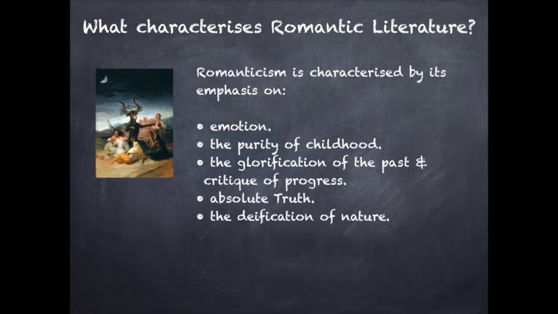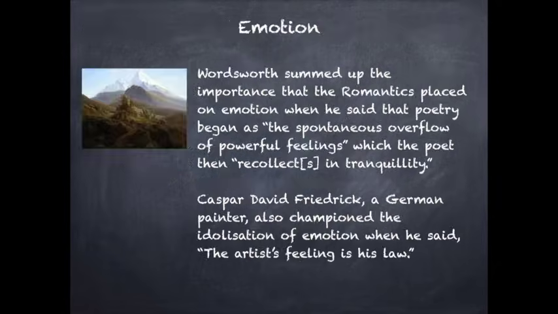So what characterises Romantic literature? Romanticism is characterised by its emphasis on emotion, the purity of childhood, the glorification of the past and critique of progress, absolute truth, and the deification of nature. Wordsworth summed up the importance that the Romantics placed on emotion when he said that poetry began as the spontaneous overflow of powerful feelings, which the poet then recollects in tranquility.